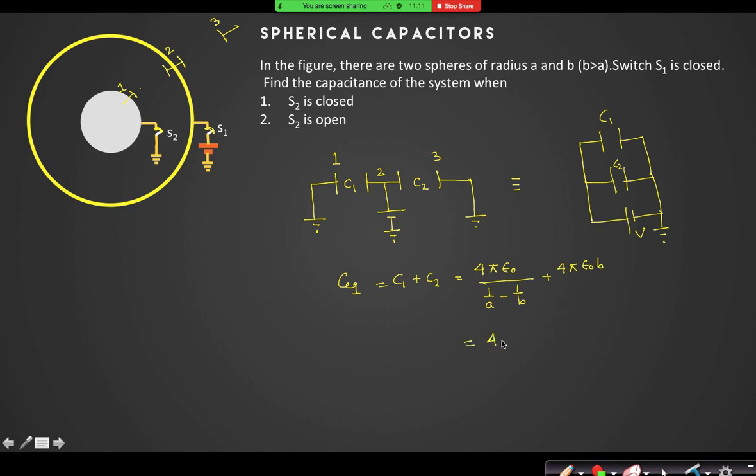I'll just simplify this one. Is it B plus AB by B minus A? So is it 4 pi epsilon naught into B square minus AB plus AB by B minus A? Yes, sir. So look how easily we can solve this one if we use that equivalent circuit.